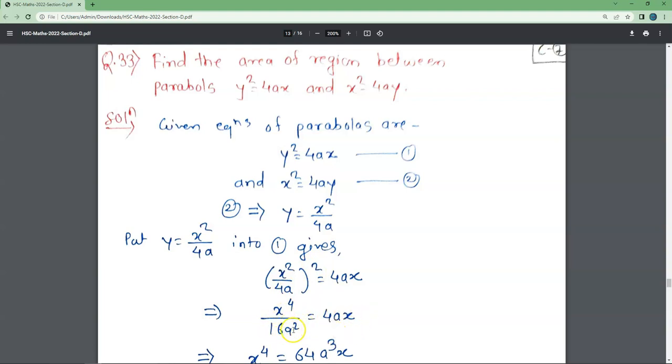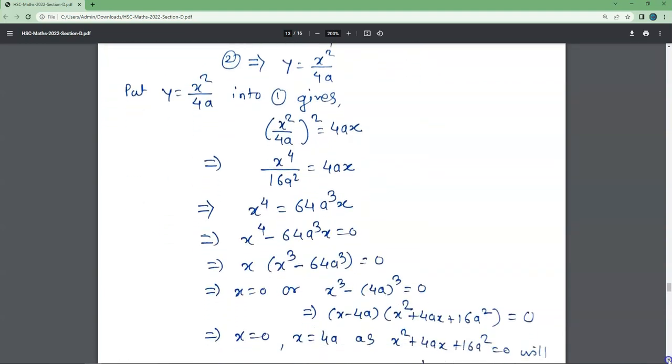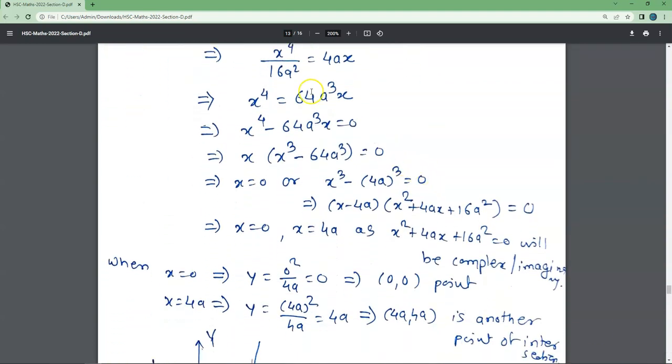Now this 16a square goes to the other side, which becomes 16 into 4, 64, a square into a, a cube, and x, right? So 64a cube x comes to this side: x to the 4 minus 64a cube x is equal to 0. What is common in both? x is common. So x times (x cube minus 64a cube). So x is equal to 0, or x cube minus 64a cube, and what is 64? It is 4 cubed, so this will be (4a) cube.